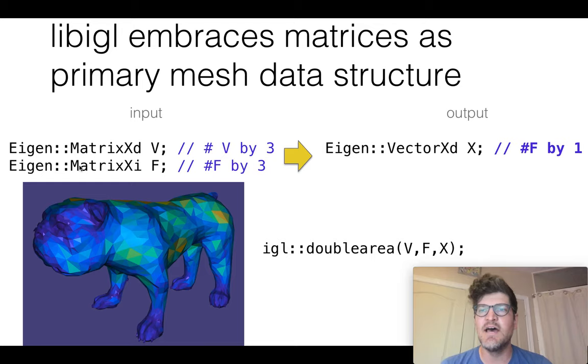Sometimes the output will be the length of the number of faces. So in this case, we're computing twice the area of all the faces in this bulldog. So our output is number of faces by one. So a scalar field, but this time defined over the faces.